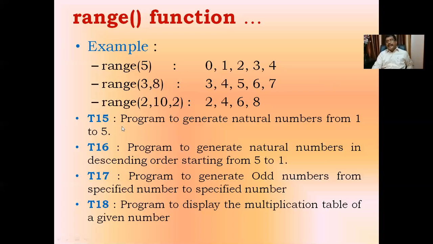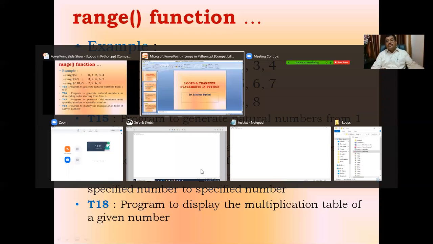Now we will see the example programs using this for loop. First one is nothing but the generation of natural numbers. We are going to generate the natural numbers. How to generate those natural numbers, we will see now.